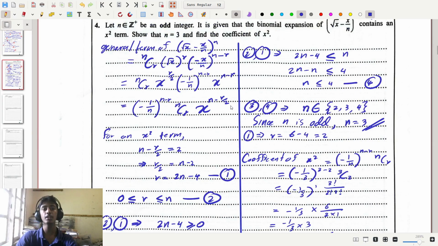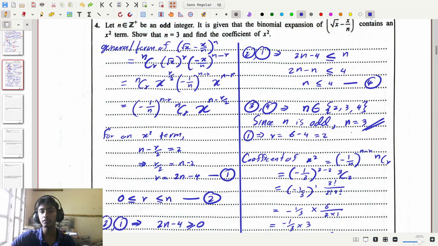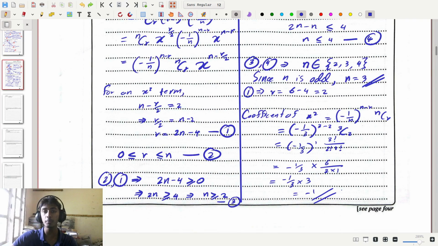So here we can see we have first found the general term, and then for an x squared term we found the particular condition that's required. We then used a bit of cleverness to realize that r must be in between 0 and n, and then given these two, we narrowed down the possibilities for n, saying that n must be an element of the set 2, 3, 4, and then since n is odd, the only solution here is n equals 3. For that n equals 3, we found the corresponding r, and we substituted them into the formula that we found previously in order to find the final coefficient of x squared, which is going to be negative 1.